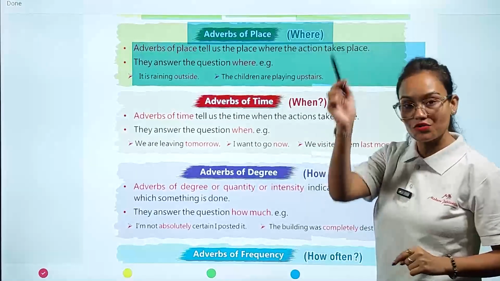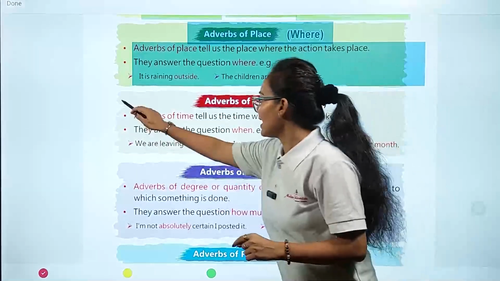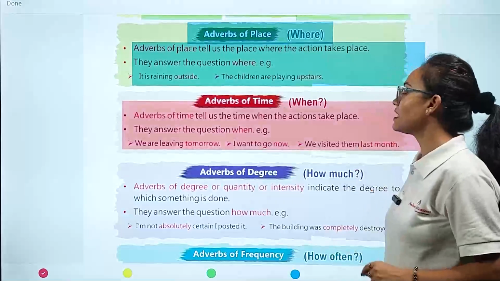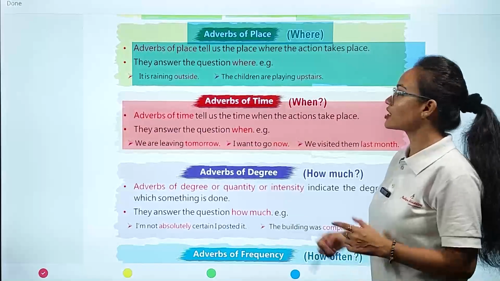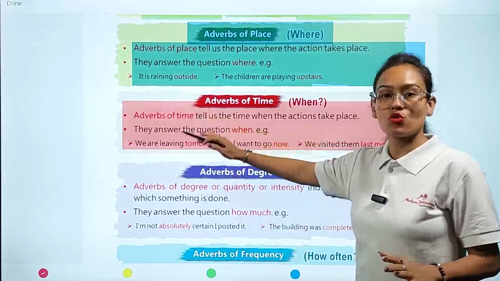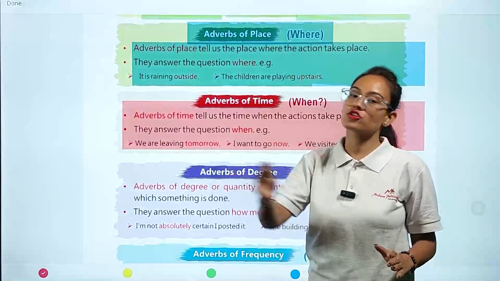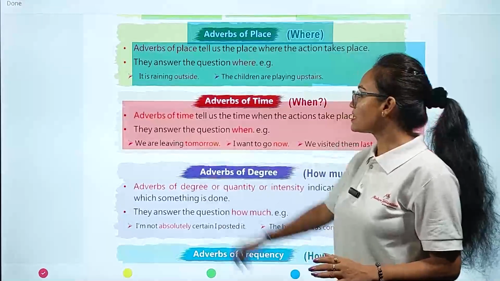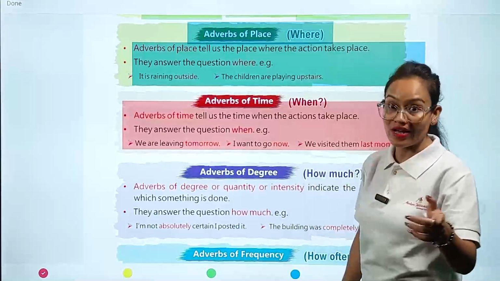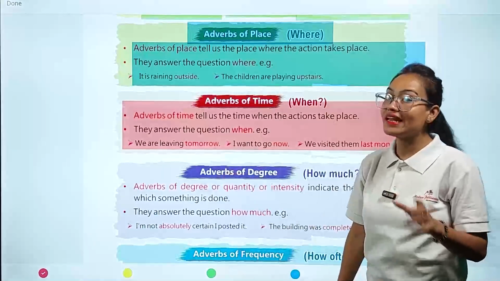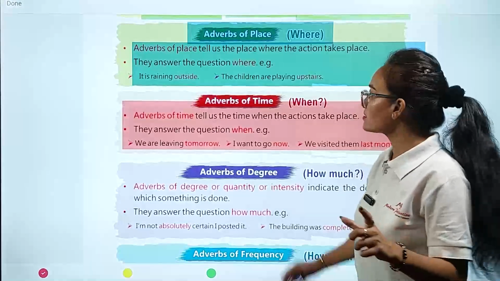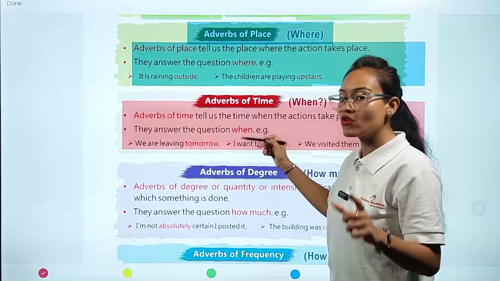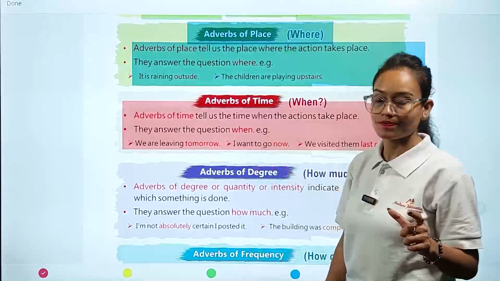When? Adverbs of time tell us the time when the action takes place. It directly shows you when the action is performed. They answer the question when. Example: we are leaving tomorrow. Here the answer to your question word when is tomorrow.